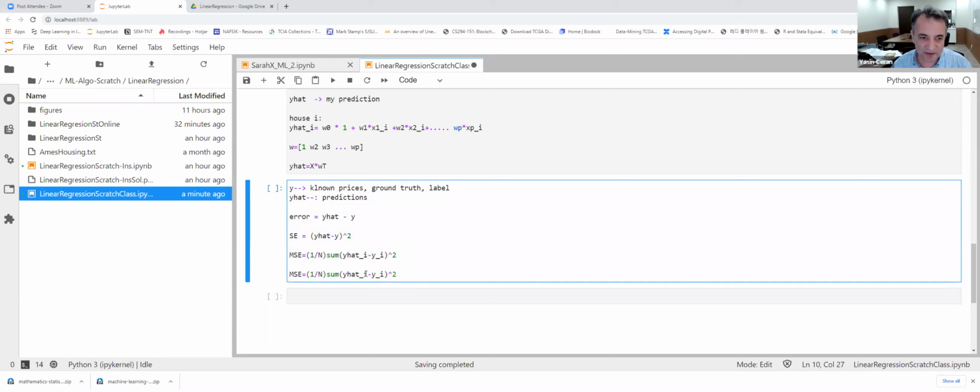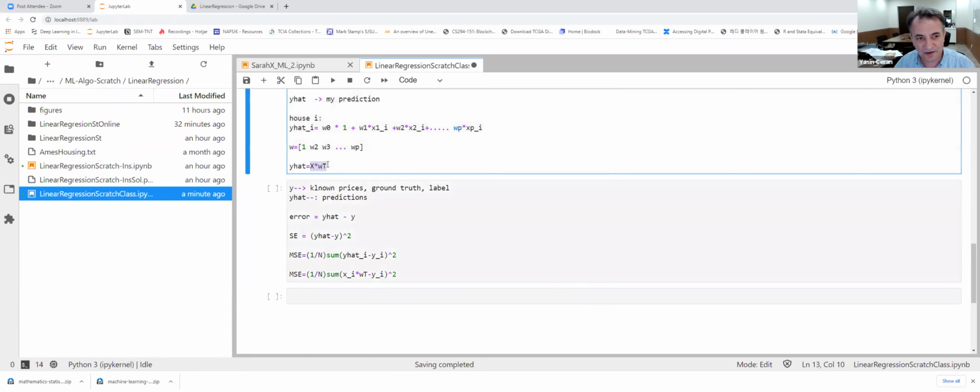Instead of Y hat, I'm writing what Y hat is. It is Xi times W transpose. I just used this equation here, and instead of capital X, I'm using Xi. Xi is the row for the ith house. So this is mean squared error.